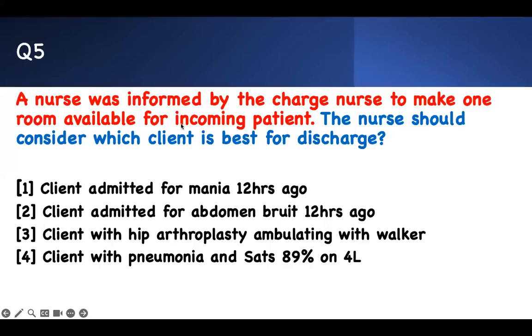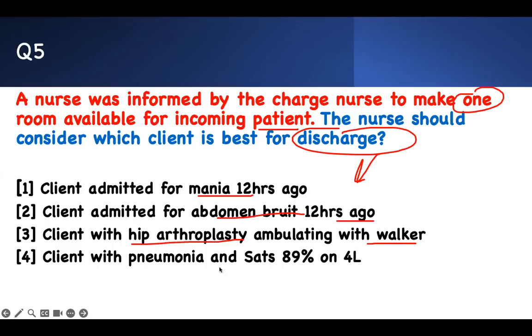Number 5. A nurse was informed by the charge nurse to make one room available for an incoming patient. The nurse should consider which client is best for discharge, who should be sent home. Client admitted for mania for 12 hours. Client admitted for abdominal bruit 12 hours ago. Client with hip arthroplasty ambulating with the walker. Client with pneumonia and SpO2 of 89 on 4 liters.